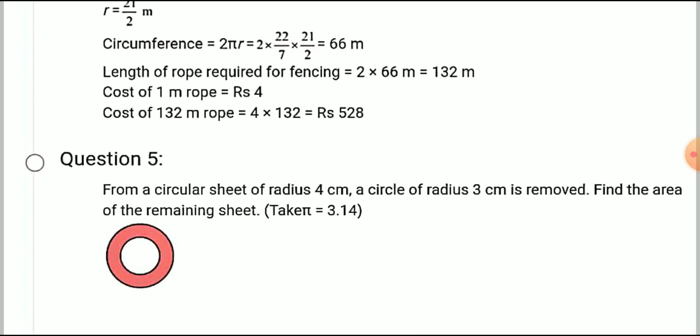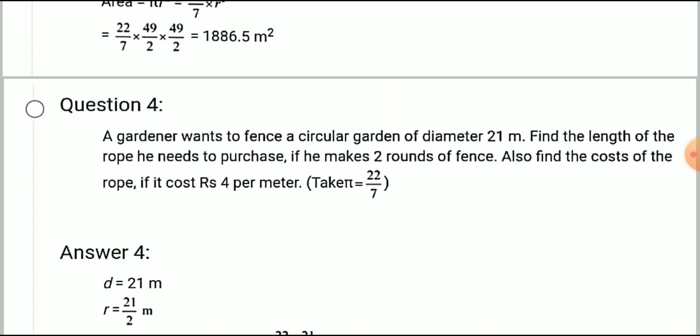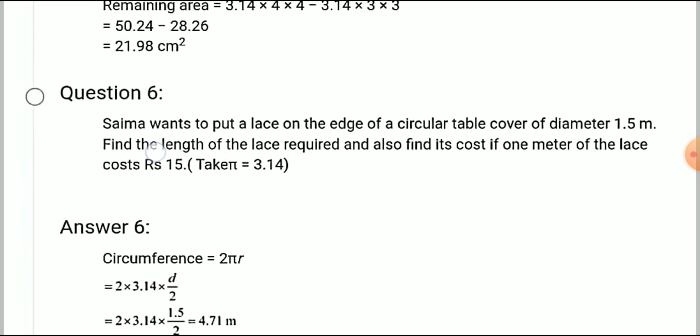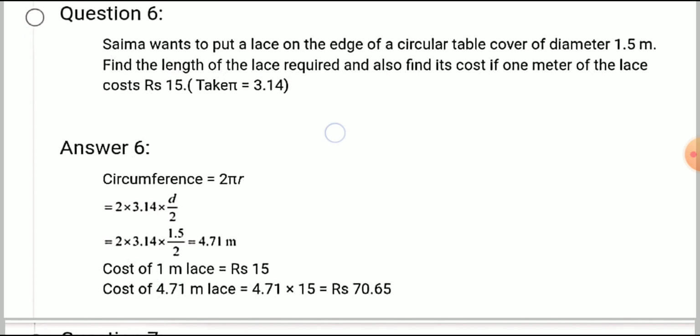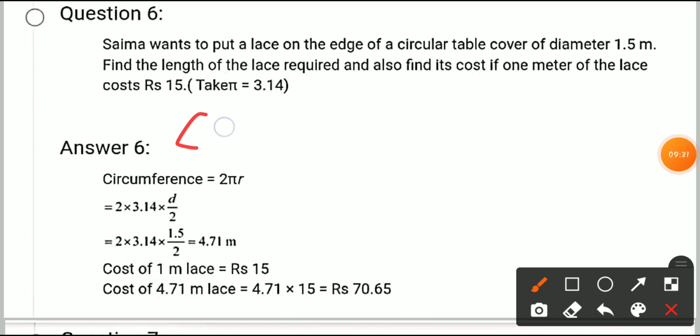It is similar to question number 4. The only thing is, in question number 4 we had 2 rounds of fencing, and here we are covering only 1 round. So here we'll use the same formula, pi into d, to calculate the circumference. Why are we taking circumference? Because we can put lace on the outside of the circle, on the boundary. So in that condition we are not calculating any inner region or shaded region area. That's why we are calculating the circumference. Circumference equals pi into d.